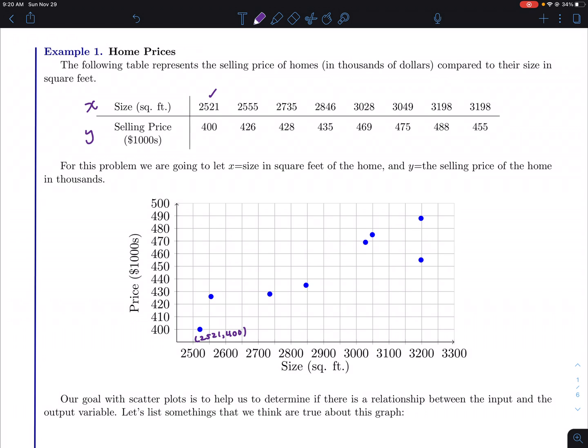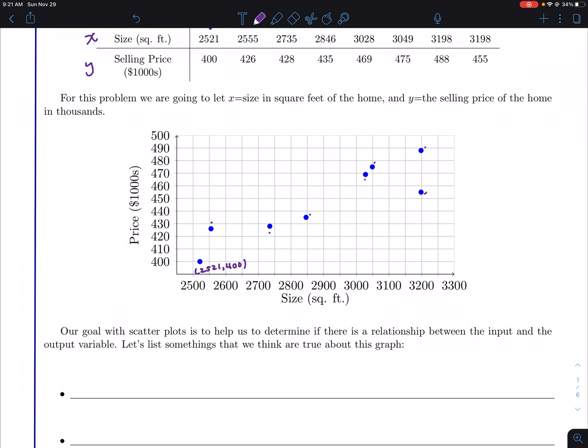And then we've got 2,555, 426. So that's going to be that point. 2735, 428. So that's going to be that point. 2846, 435. That's going to be that point. 3,028 and 469, so that's going to be that point. 3,049 and 475 is going to be that point. 3,198 is going to be 488, so it's going to be that one. And then we have another 3,198, which is a little bit less money in this case. So basically, it's just plotting a bunch of ordered pairs. So we'll get into the fancier stuff later.